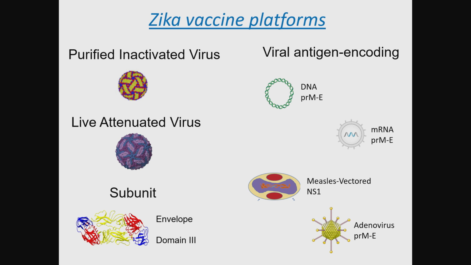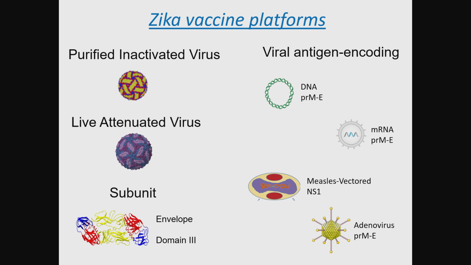And there are more than 45 different vaccines under development, at various stages of development, for Zika virus. Several of these have either completed early phase clinical trials or are in early phase clinical trials right now. Some of these platforms include the purified inactivated virus, the live-attenuated virus, and the subunit vaccines. This is just recombinant proteins, either the envelope protein or specific domains of the envelope protein, such as domain 3. But there are also several vaccine platforms which include viral antigen encoding. This includes the DNA, mRNA, and adenovirus vaccines, which encode for the membrane and the envelope genes of the virus. There's also a measles vectored vaccine, which encodes for the non-structural protein 1 of the virus.